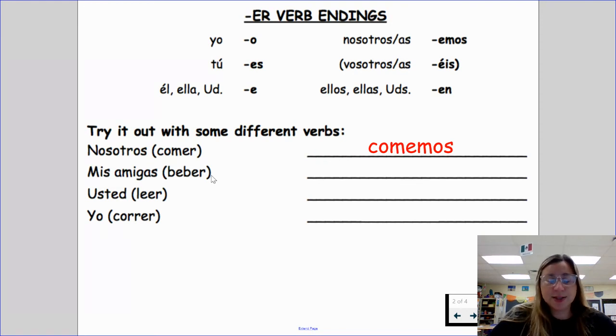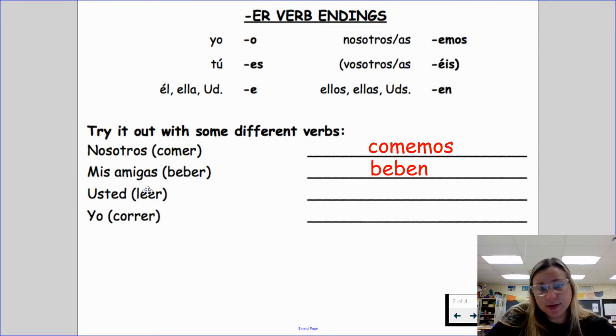Let's go again. Beber. Beber means to drink. I chop off the ER. What ending do I add to match mis amigas? Well, that's plural, and it doesn't say yo, so we would add the ellas ending. Mis amigas beben.